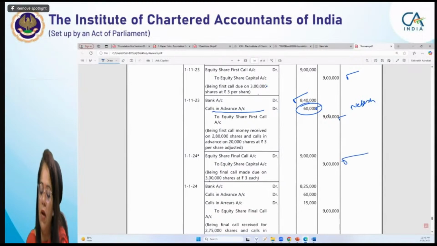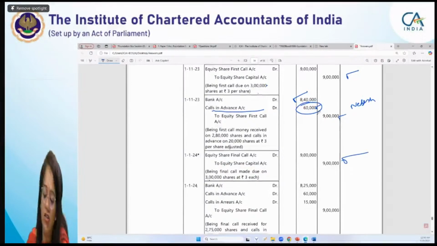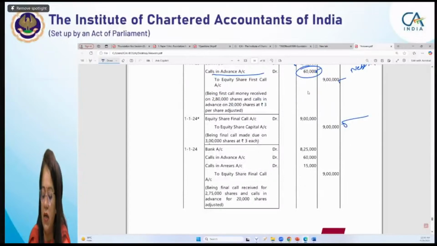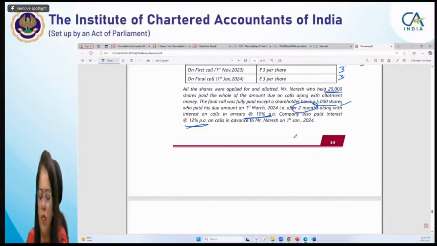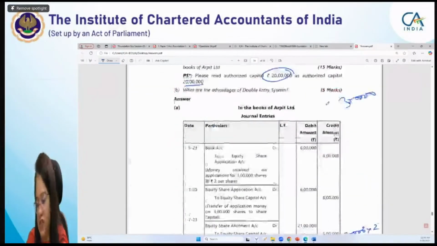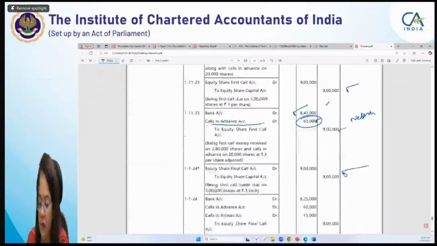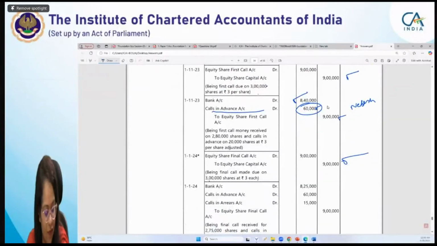Then coming towards equity share final call, for the equity share final call 3 lakh into 3, 9 lakh was due. But at this point of time, one shareholder holding 20,000 shares, just a second. How many shares were pending? 5,000 shares has not paid the amount. 9 lakh was due. 5,000 into 3, this he has not paid, so calls in arrears comes to 5,000 into 3.